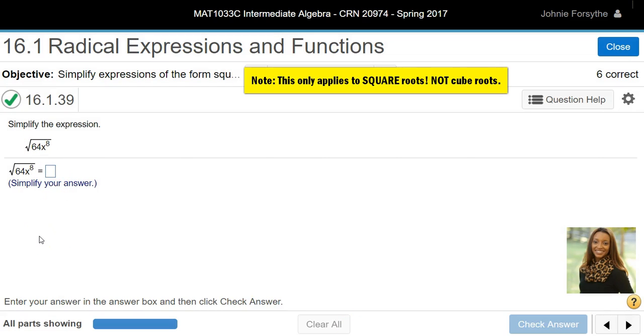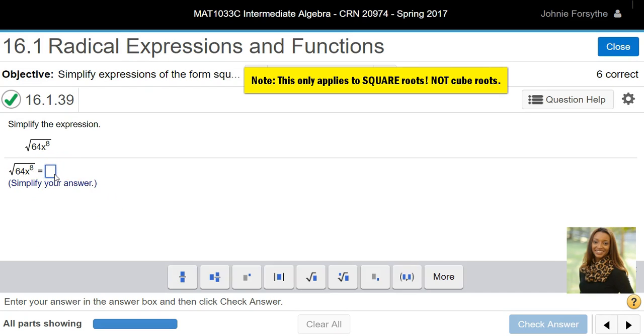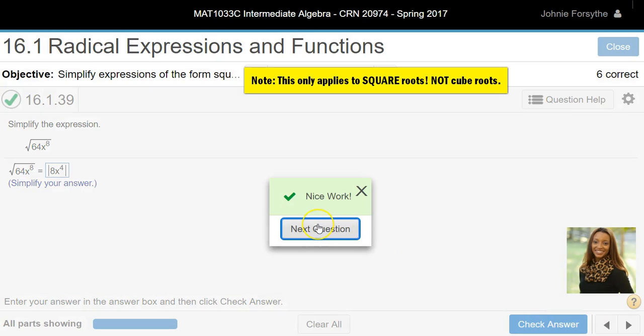Okay? Let's do another example here. So the square root of 64x squared. So we're going to say the square root of 64 is 8, and the square root of x to the 8th is x to the 4th. So we're going to put that in absolute value signs. 8x to the 4th. And see, we have the correct answer here.